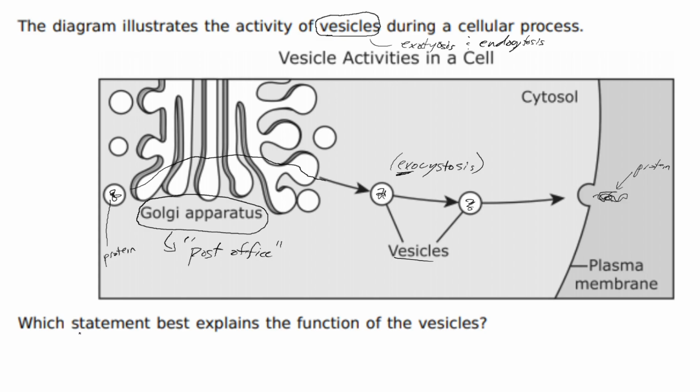So I want you to look at these statements again, and I want you to tell me which statement best explains the function of vesicles. Here's that word again. In other words, what are these vesicles doing in this scenario? Read through the answer choices again, and I want you to think about what we've talked about, and hopefully that will help you answer this question. Good luck on your second attempt.